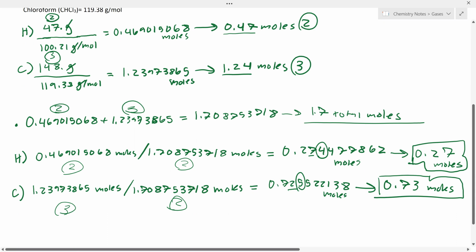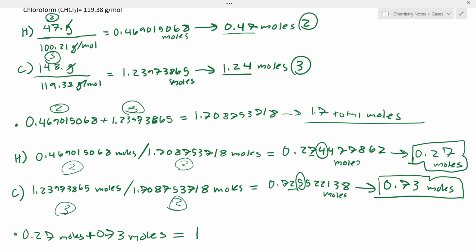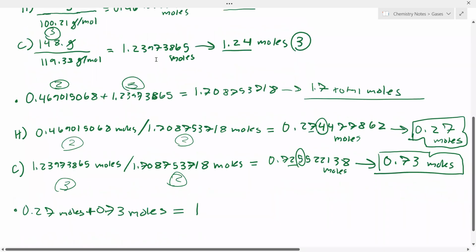And then we'll double check our work. So we take the 0.27 plus 0.73, and you'll find that it equals 1. I'll just write that out for the sake of the record. Equals 1. Okay, and that's how you know that it's correct. So these are your mole fractions. And so, actually I just realized, that's kind of it.